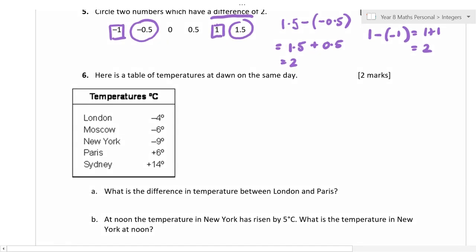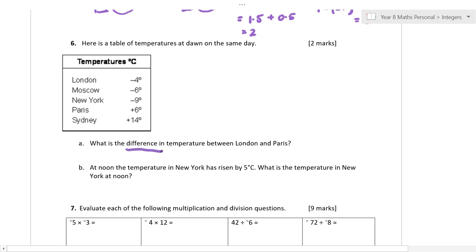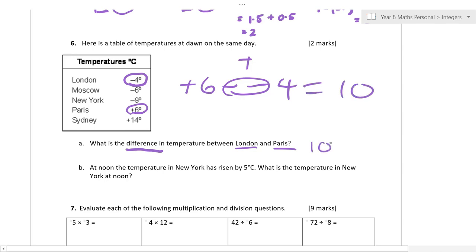I believe it was Jennifer that was going to go through this one. It says here, what is the difference? So Jennifer's going to show us how that works. Because the difference is subtracting something, I did 6 minus negative 4 because it's the difference between London and Paris. So plus 6, subtracting negative 4. And because there are two negatives, it becomes a positive. And 6 plus 4 equals 10. So it's 10 degrees.